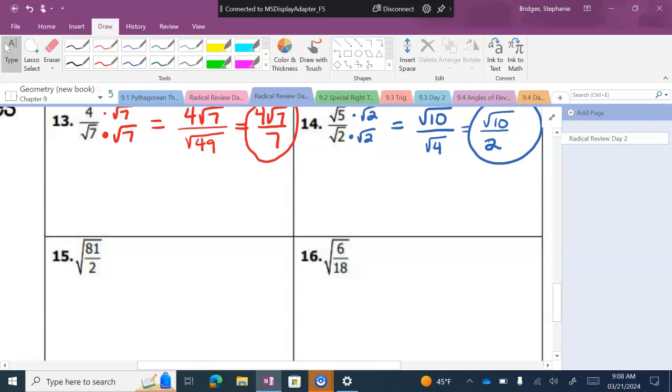Ready? Okay. What's a little bit different about 15 versus, say, 14? They're both under the radical. So when we have an entire fraction, what was the first thing we said we do? We split them up, just like we did at the top. So what I want you to do first is the square root of 81 over the square root of 2.